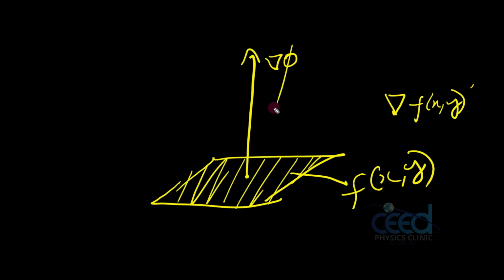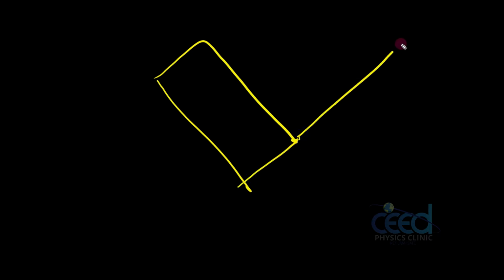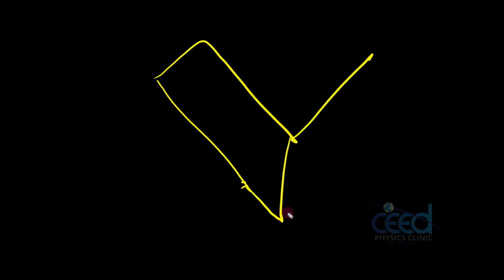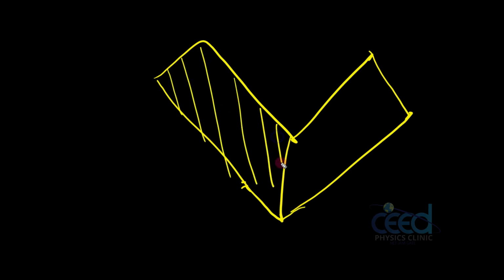If you have two such surfaces, what is the angle between them? That also you can find out using the gradient phi. See how. Suppose you have two surfaces crossed like this. This is the plane of the first surface, and this is the plane of the second surface. What is the angle between them?